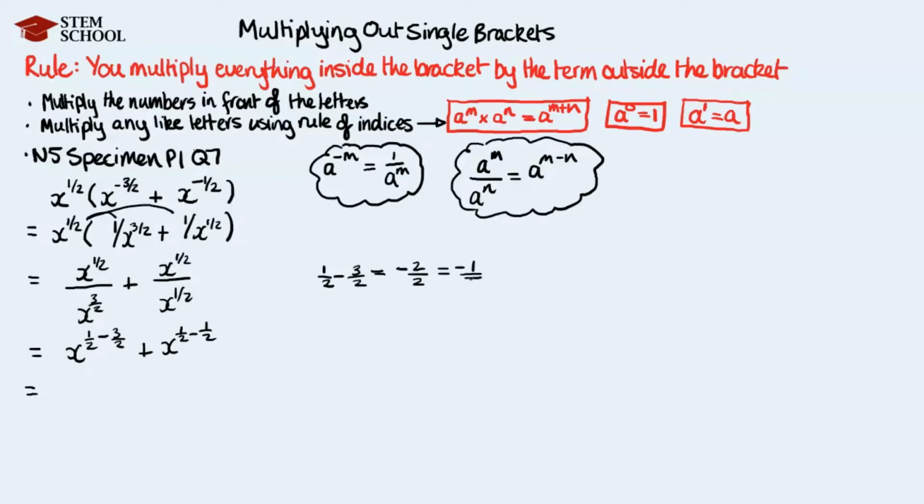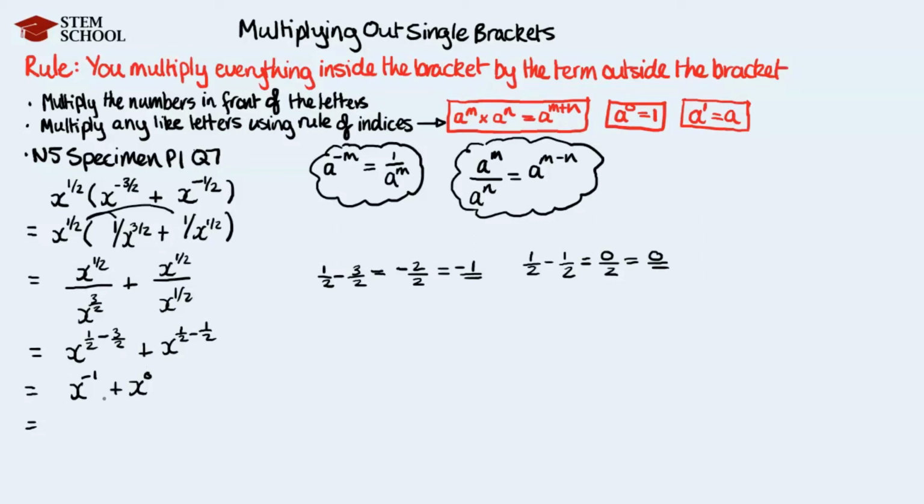Then we have a half, take away a half. Let's work out this power. We've got a half, take away a half. Same denominator again, so we can add or subtract these fractions. So we just do 0 over 2, okay? And that will just be 0, okay? So let's sub that back in. We've got x to the power of negative 1, and we've got plus x to the power of 0, okay?